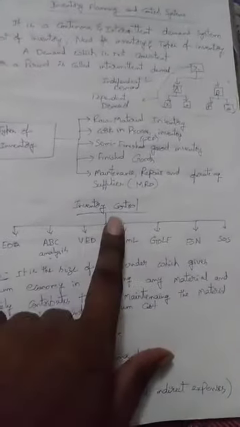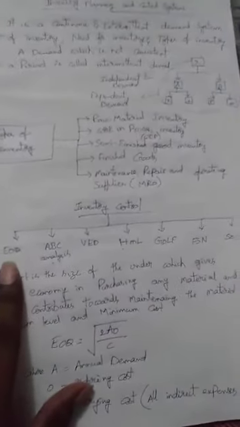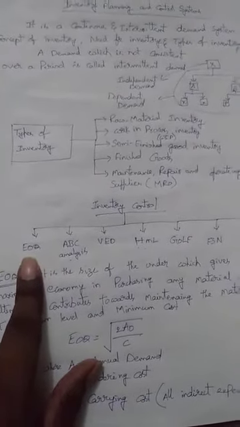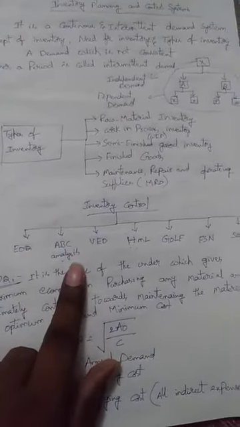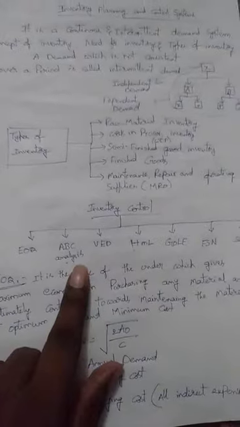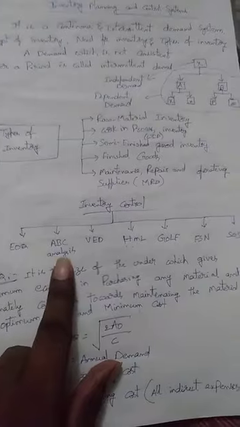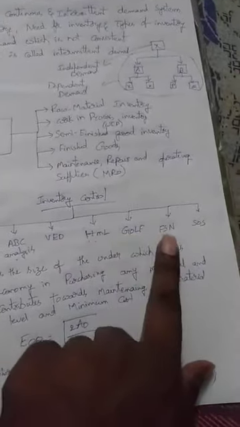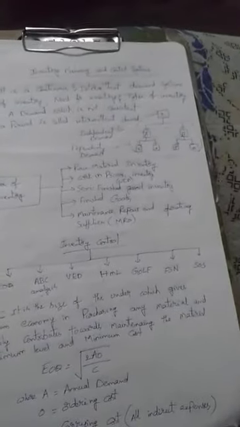So in inventory control types, there are 7 categories. First one is EOQ. In our first unit, we discussed EOQ, the economic order quantity. Second one is ABC analysis. ABC is nothing but an abbreviation: always better control, or always best control. Then there are the different analyses: VED analysis, HML, GOLF analysis, FSN analysis, SOS analysis. So these are all the different inventory control techniques.